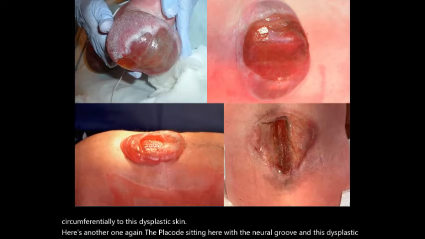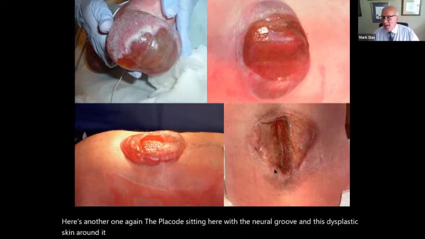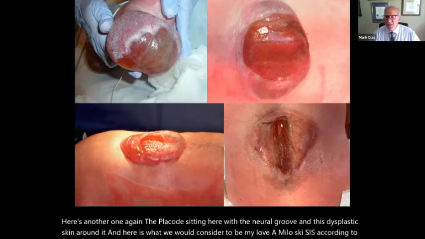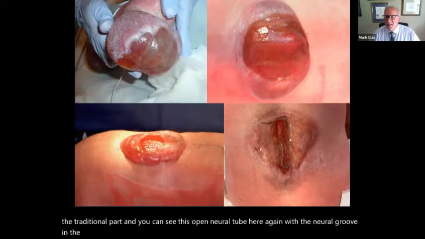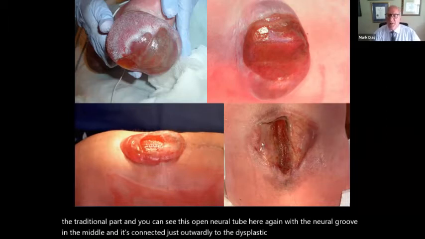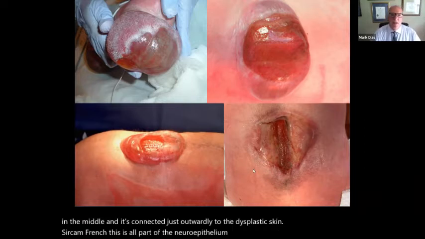And here is what we would consider to be a myeloschisis according to the traditional nomenclature. And you can see this open neural tube here, again, with the neural groove in the middle, and it's connected just outwardly to the dysplastic skin circumferentially. This is all part of the neuroepithelium that's just been thinned out.